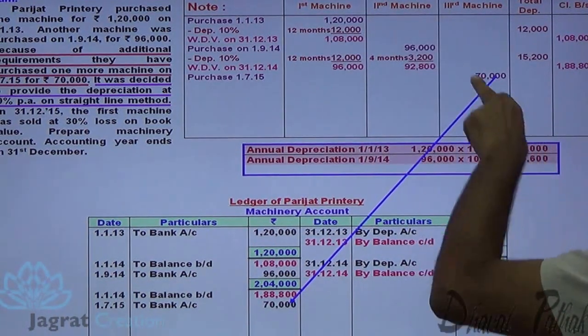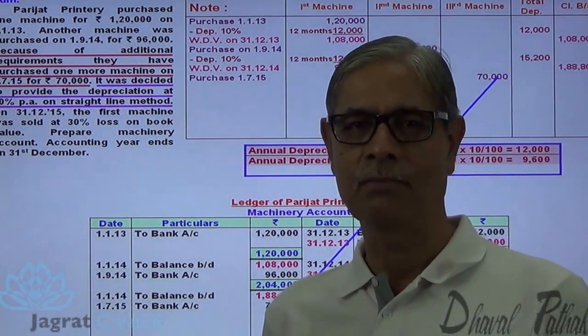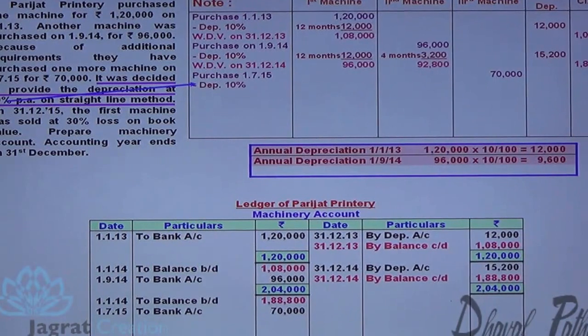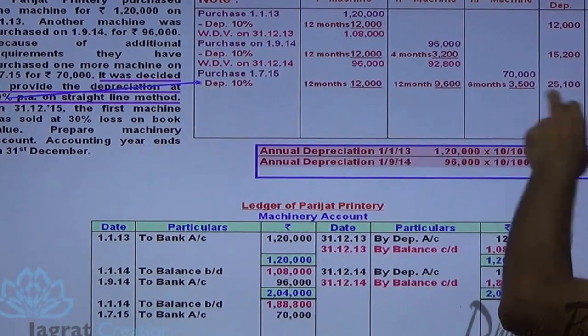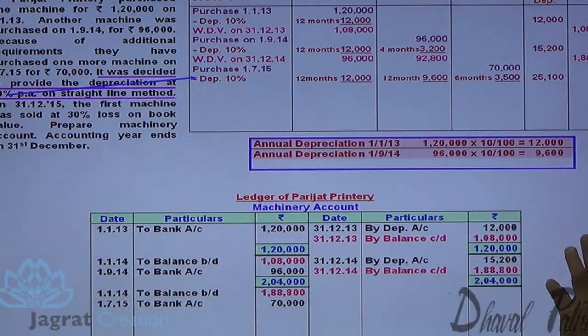So on the first machine, I am going to provide depreciation for the whole year, that is 12,000. Second machine, whole year depreciation 9,600. And on the third machine, 6 months depreciation is 3,500. Let me write it down. This is how the depreciation for all 3 machines is recorded. Total of depreciation is 25,100. That will be recorded on the credit side of the machinery account, 25,100.